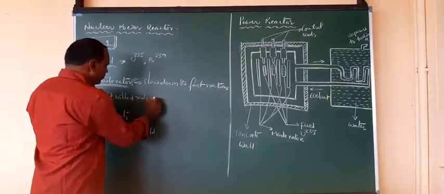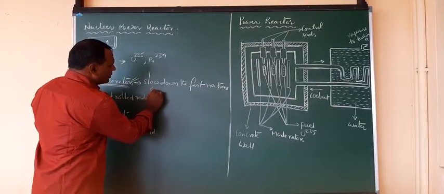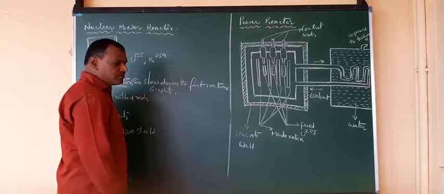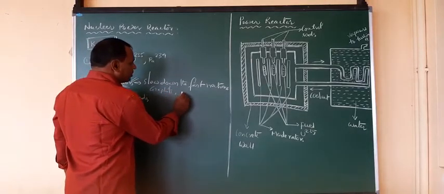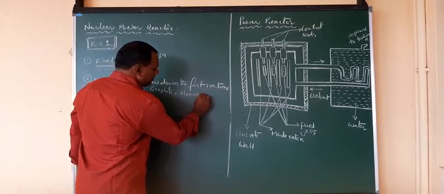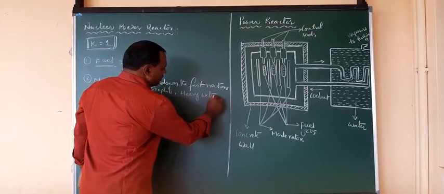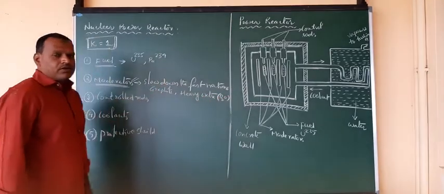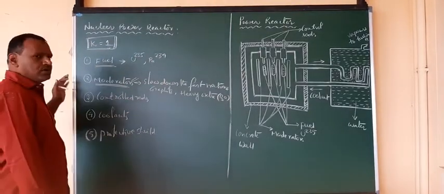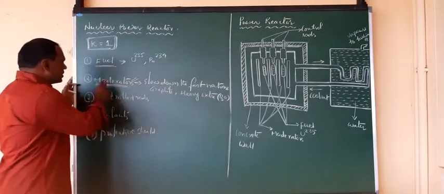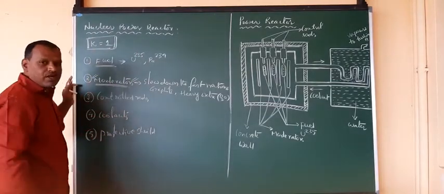And what moderators are used in general? Generally we can have graphite rods, or you can use heavy water, that is D2O, deuterium oxide. Okay, so graphite or heavy water are used as moderators in these power reactors.